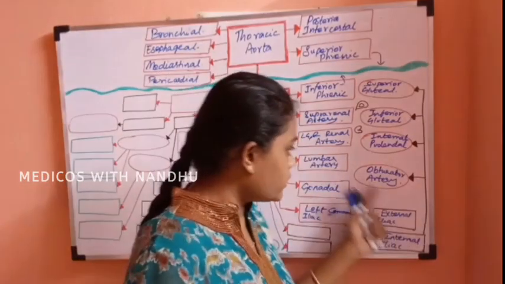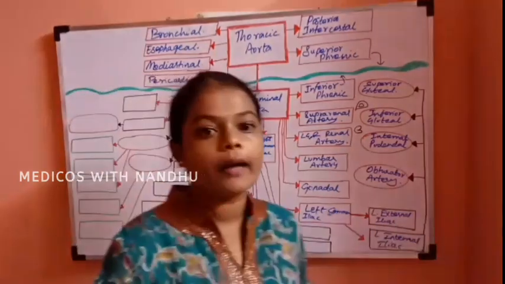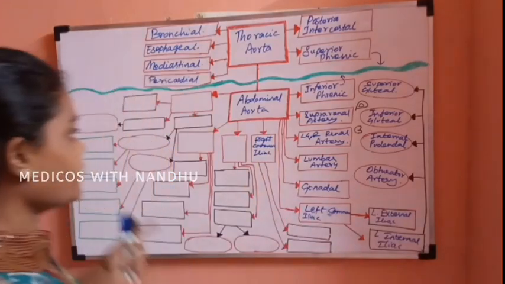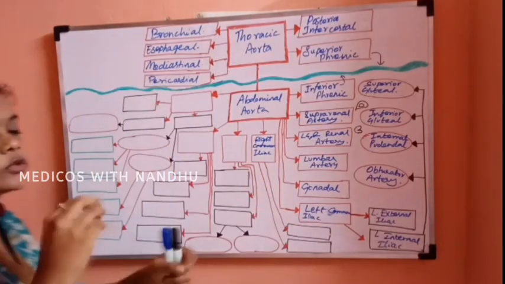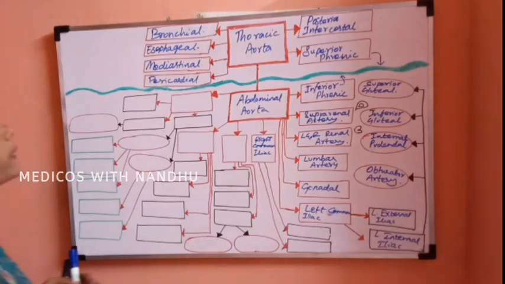Right. We have the obturator artery, which supplies the middle compartment of the thigh. Next we are coming to the most branched one. So let us understand it very easily first.